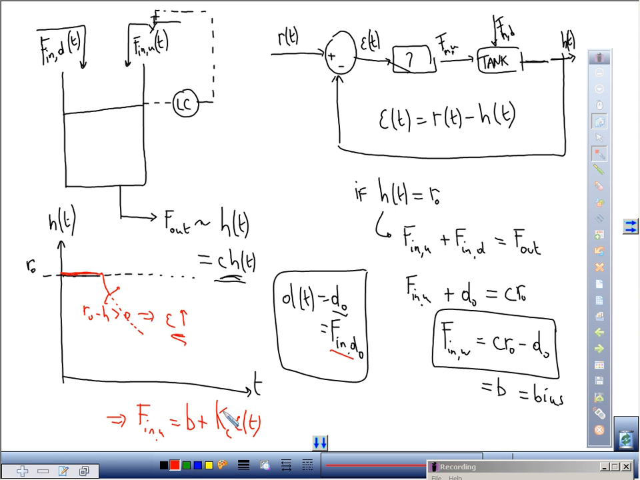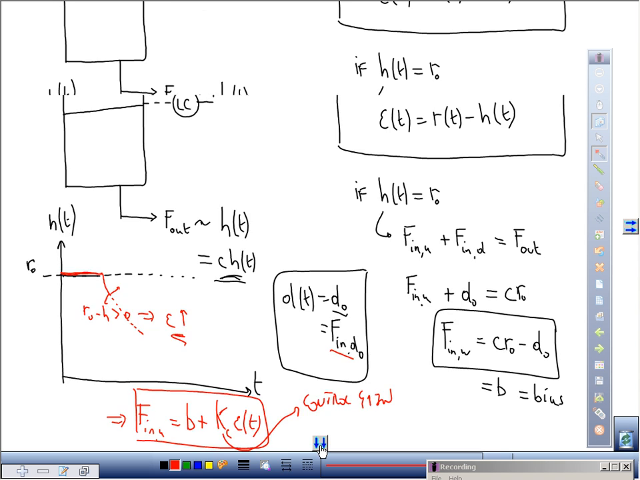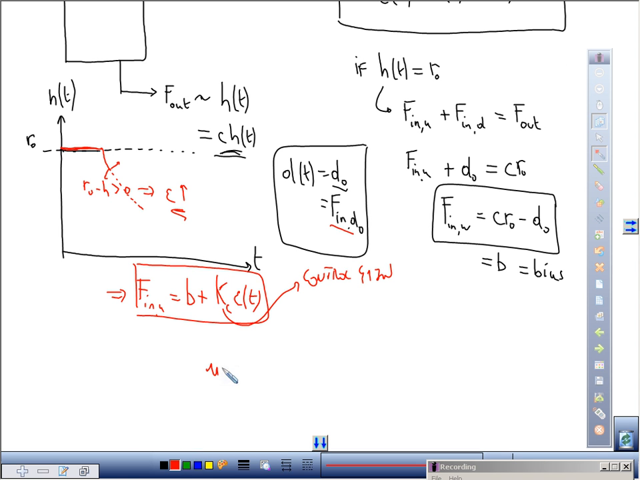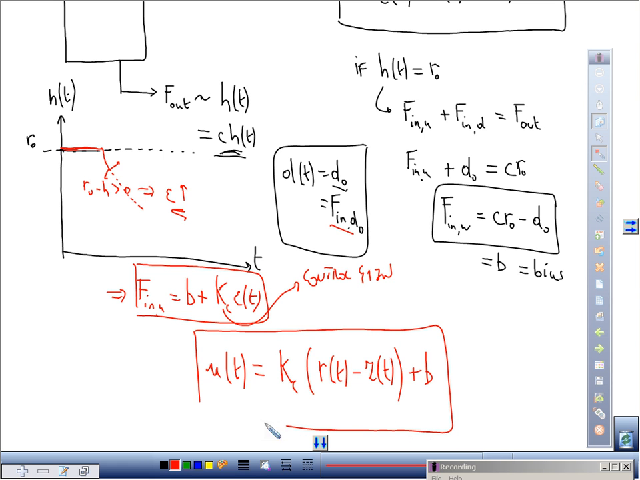We want to keep things linear, so we do it in a linear way, which leads to the following formula. This Kc is called the control gain. And this is exactly the definition of a P-controller. A P-controller is a controller, in general terms, u(t) equals Kc, and I will for a second write out the error in terms of the reference and the output signal, which we have called z before.